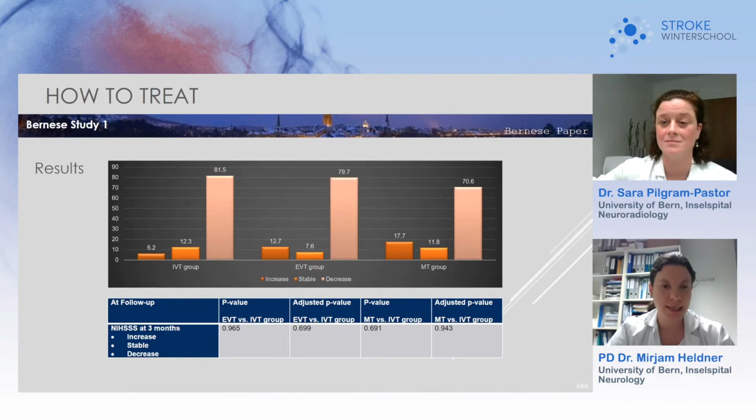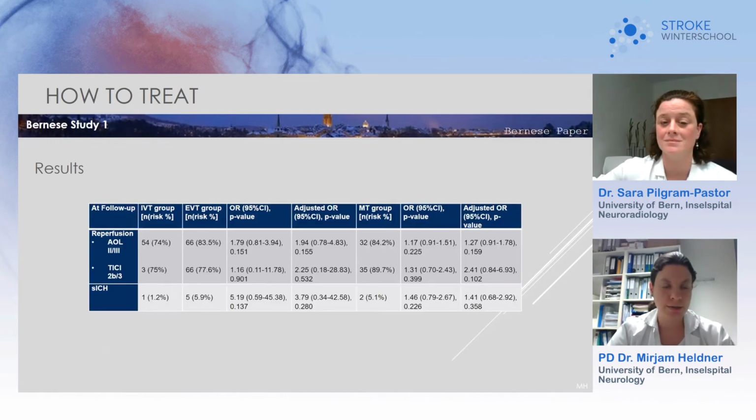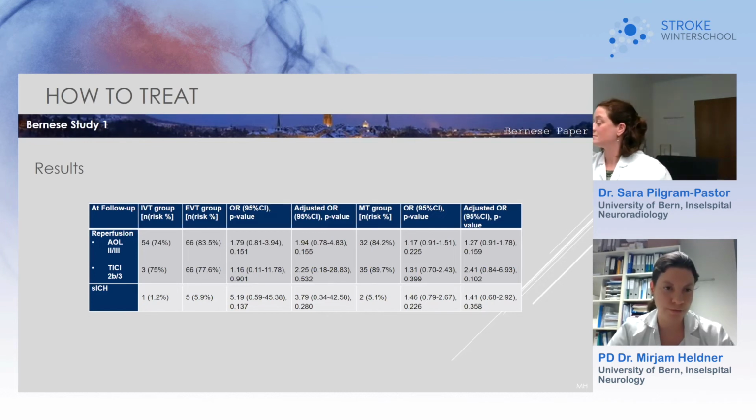Here we see the NIHSS score shift at 3 months compared to baseline. As you can see, most patients showed a decrease of their NIHSS score until 3 months, and only few an increase or a stable score. Again, there was no difference in group comparisons. And here we see the results concerning successful reperfusion and symptomatic intracerebral hemorrhage rates. Only few patients showed a symptomatic intracerebral hemorrhage, and the rates of successful reperfusion were moderate to high.